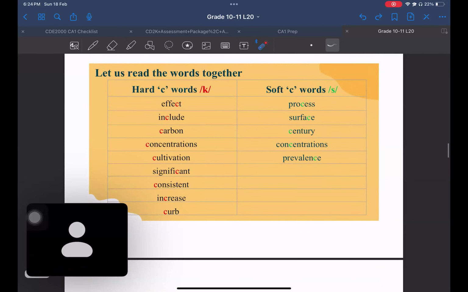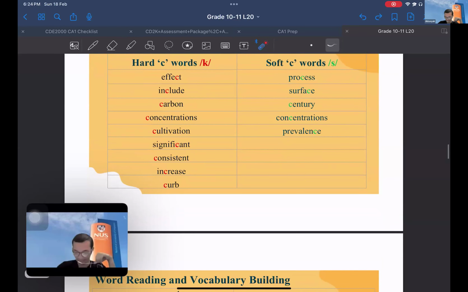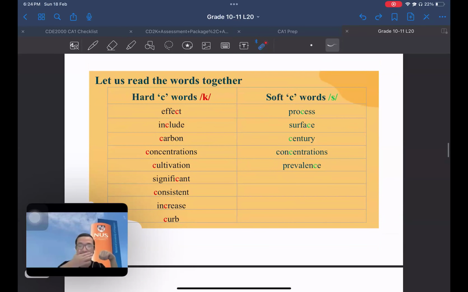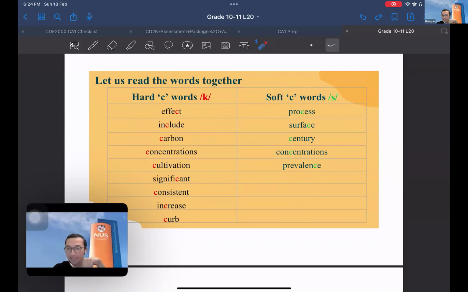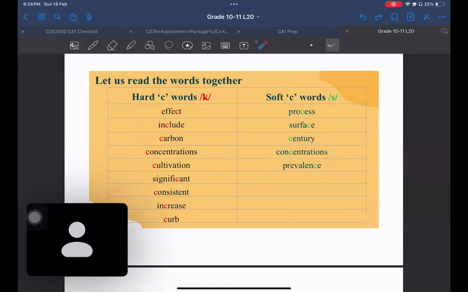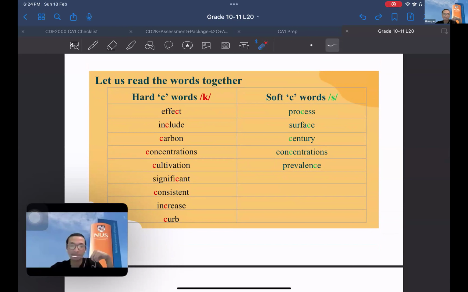Process. Very good. Yes. Does anyone else wanna try before we move on? Concentration, prevalence. Yes, correct. Prevalence. Prevalence is also a good word to use.